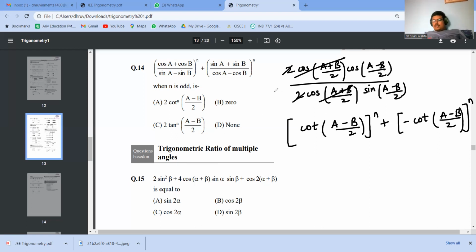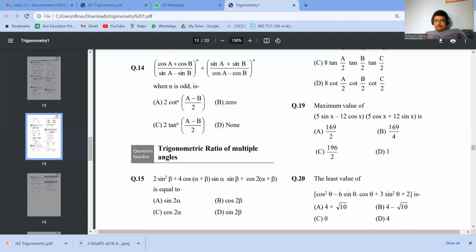What about Muskan and Trisha? What are you getting? Yes, this is what is coming. So this gives zero. See, if n is an odd number, what is the answer of negative raised to odd? Negative. So the answer will be zero, because this is the same thing, right? Yeah, so it will be zero.